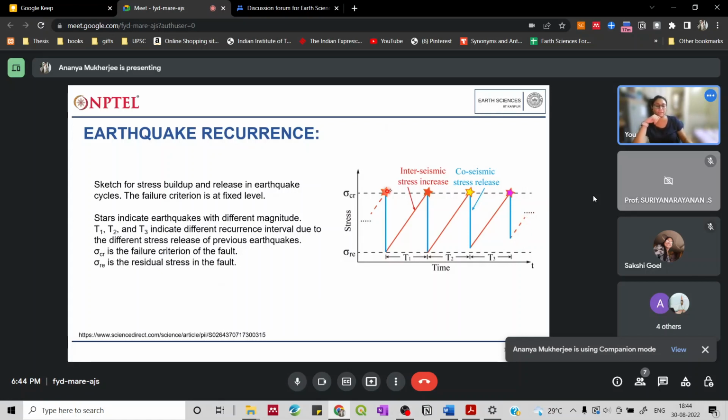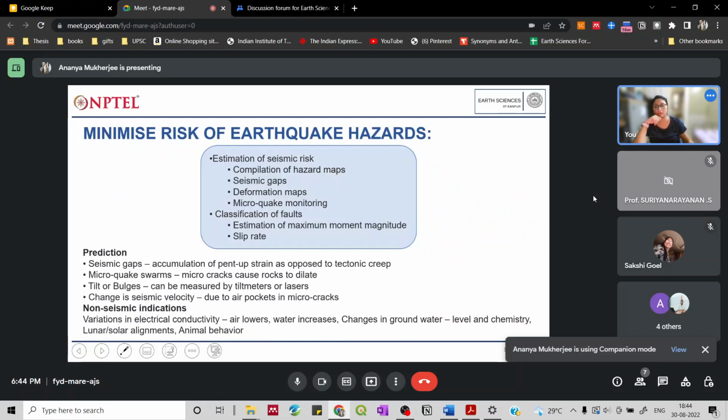So these times, T1, T2, T3, these are the recurrence intervals between two consecutive seismic events. And understanding and interpreting these is helpful when we are trying to minimize the risk caused due to the earthquakes. So how do we minimize the risk, or how do we do the hazard assessment that I had talked about before with respect to earthquake hazards?